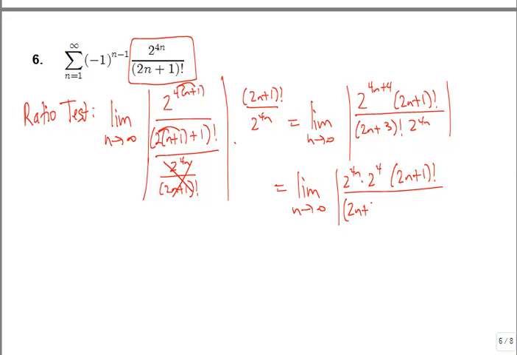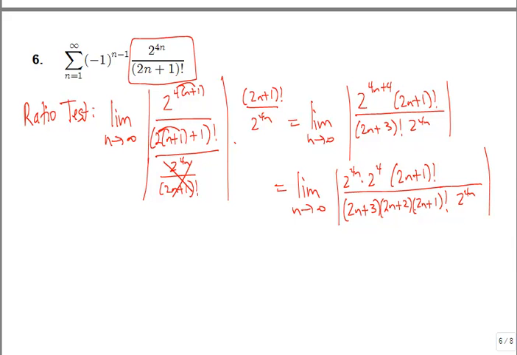The very first term would be 2n plus 3. And then with factorials, you subtract 1 each time. So the next number down would be 2n plus 2. And then if I subtract 1 again, I'm down to 2n plus 1. And that's where I'm going to stop and put my factorial symbol to account for the rest of the terms going down. And then I also have that 2 to the 4n from right here.